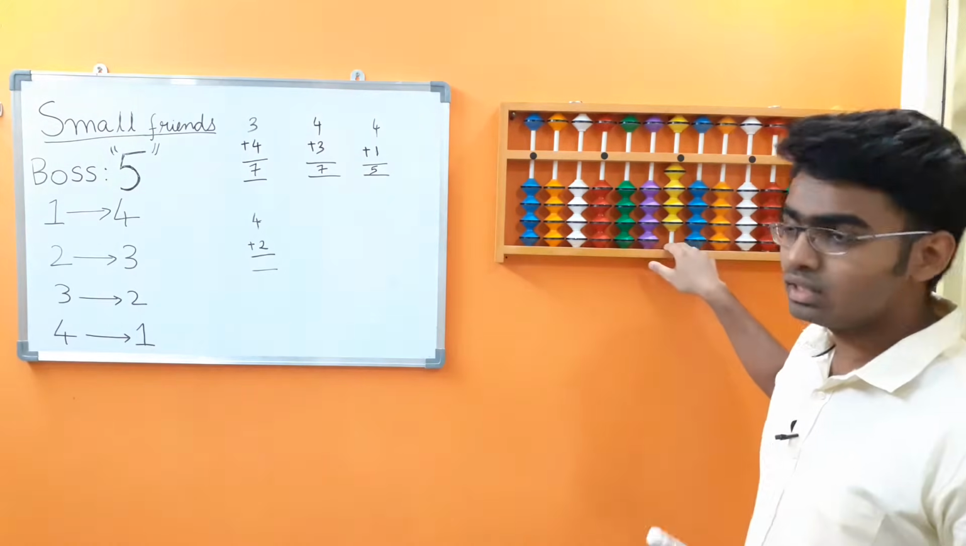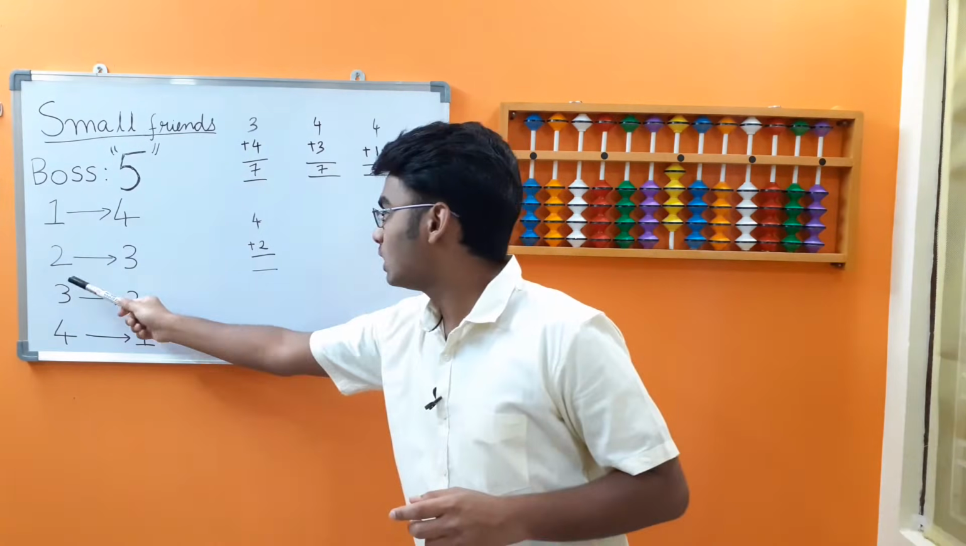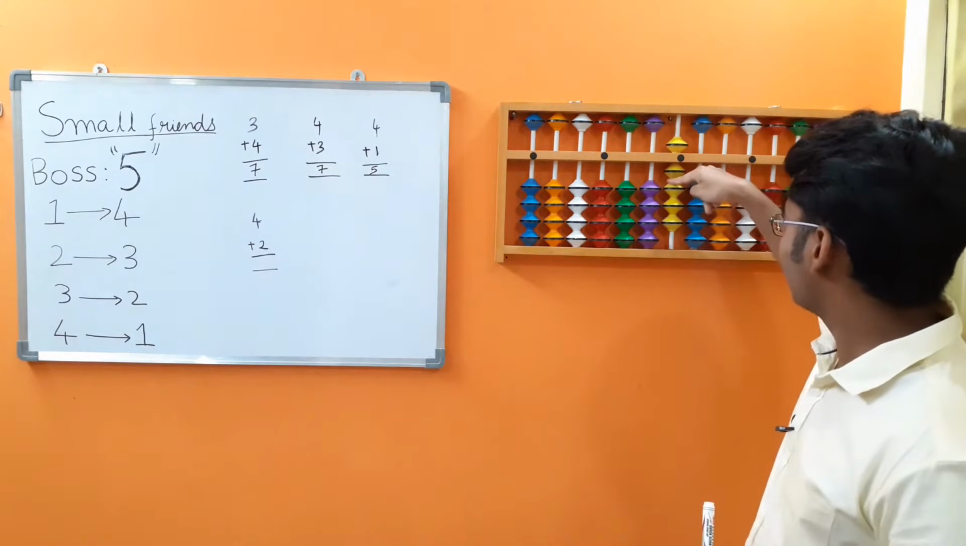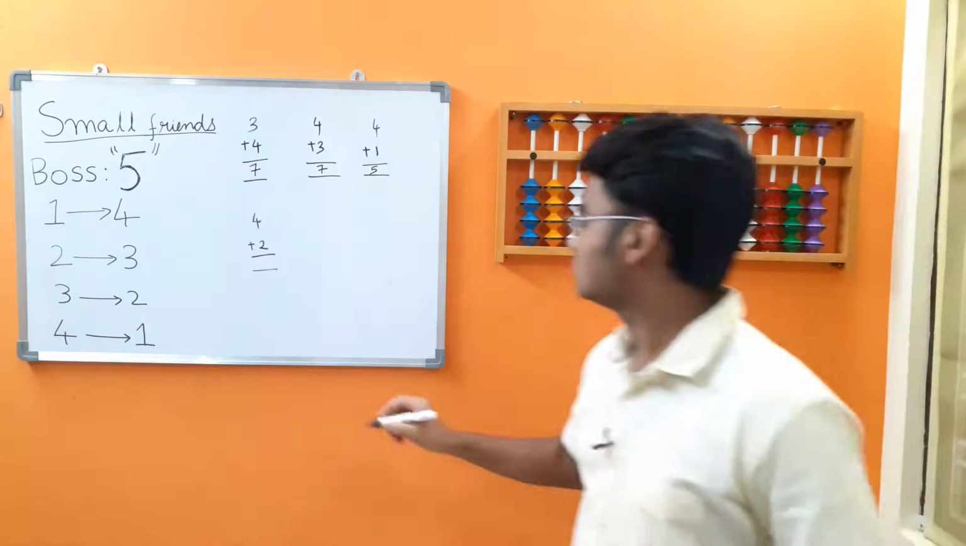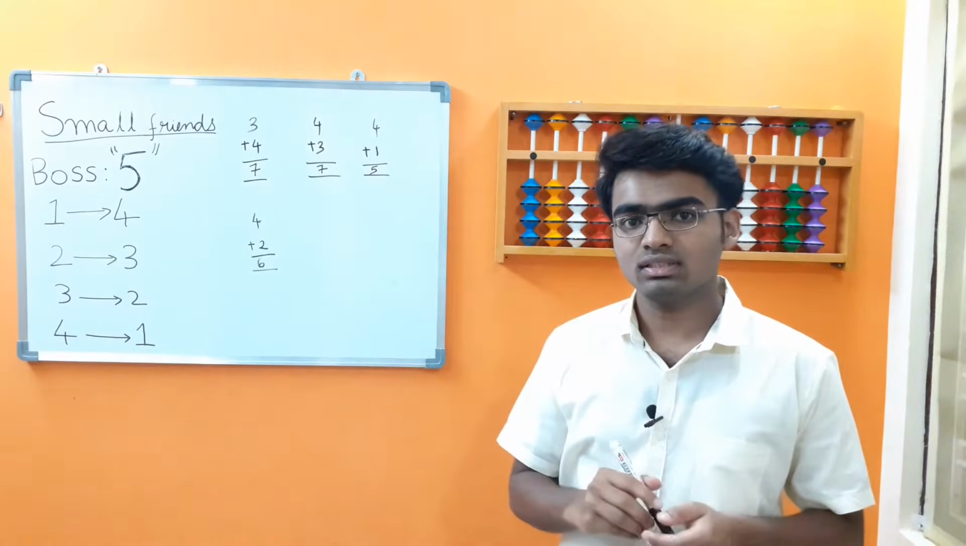We placed 4 here. We have to add 2. 2's friend is 3, right? Add the boss 5 and less the friend 3. We got the answer as 6. You might have understood what the process here is.